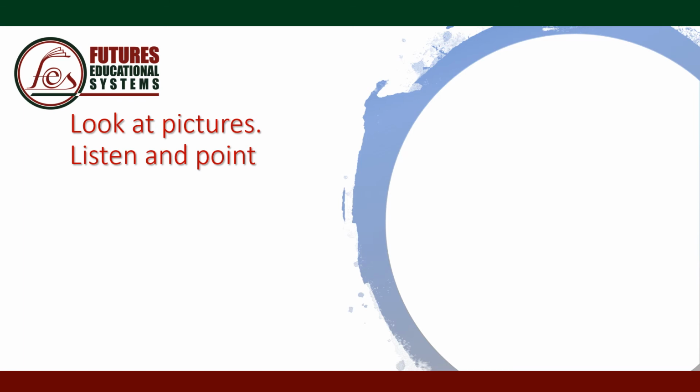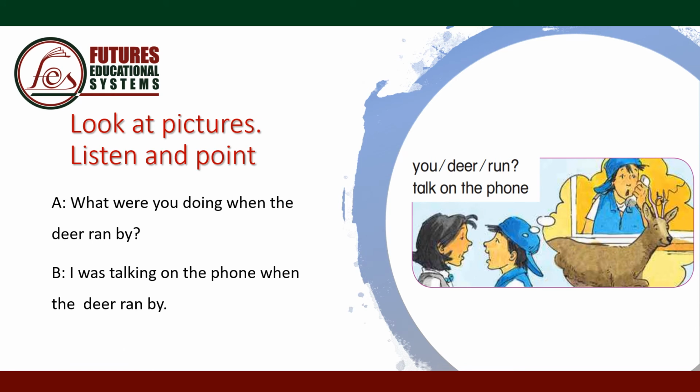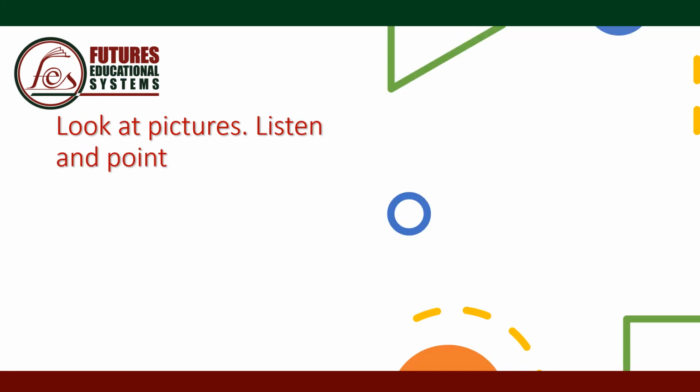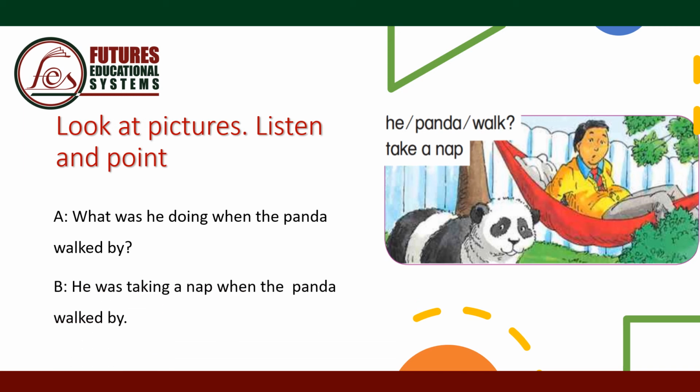Now we're going to move to forming some sentences using the past simple and past progressive. Look at the pictures, listen, and point. A. What were you doing when the deer ran by? B. I was talking on the phone when the deer ran by. What was he doing when the panda walked by? He was taking a nap when the panda walked by.